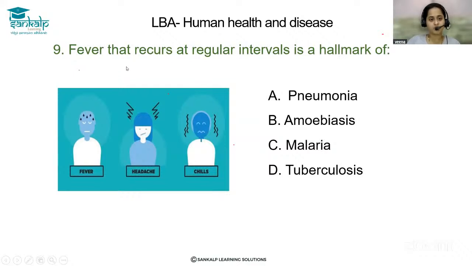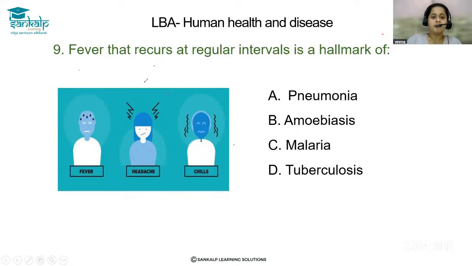Let's solve question 9. Fever that recurs at regular intervals is the hallmark of. So here, dear student, they are asking about the fever which recurs at regular intervals. That means the fever comes and disappears within 2 hours. So they are asking what disease this symptom is a characteristic feature of.